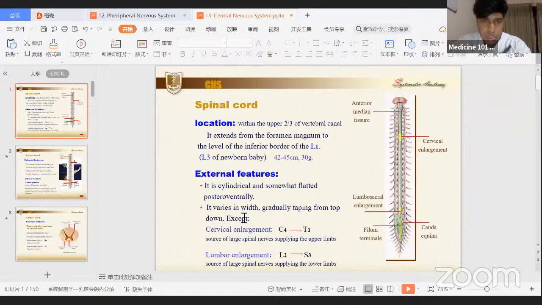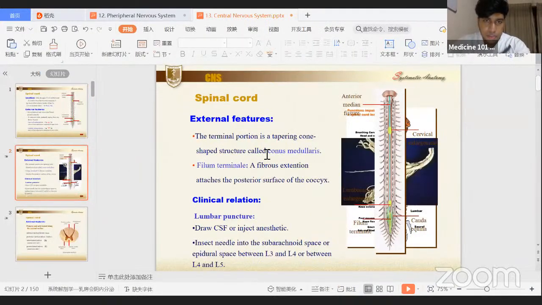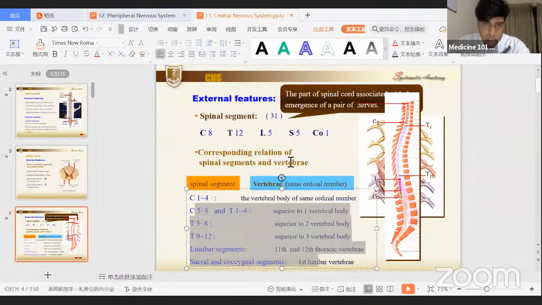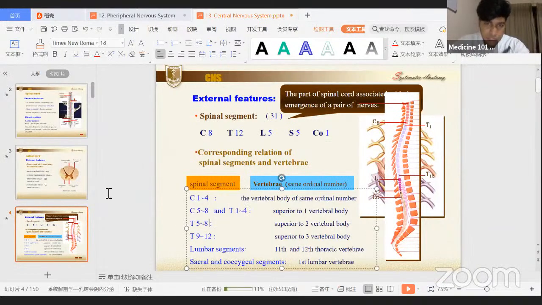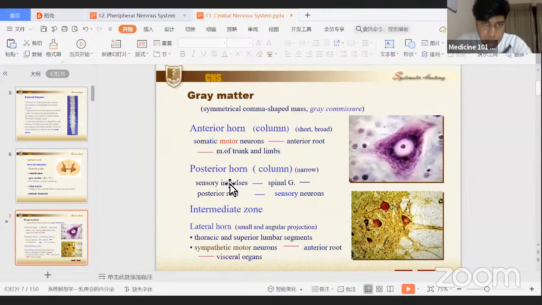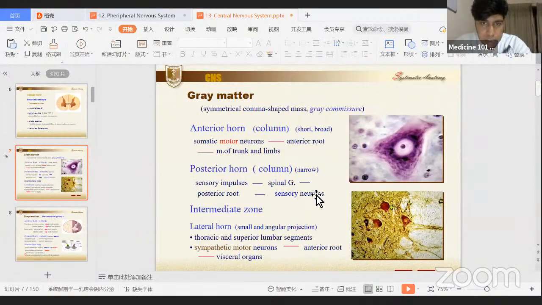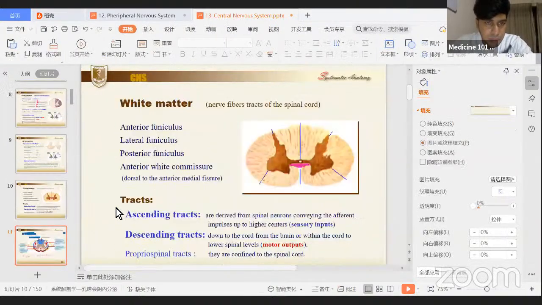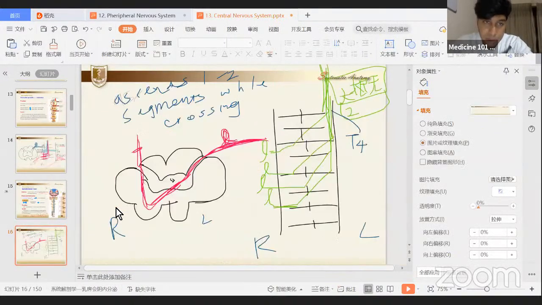So the enlargements, then the filum terminale, a fibrous extension, fissures, sulci. This part was done. Remember, it's an increase of 444 and 333. And then the anterior horn and posterior horn, having the sensory neurons and motor neurons. I didn't talk about the lateral horn, but basically on the side of the gray matter you have the lateral horn that has the sympathetic motor neurons. Then the fasciculi, I talked about this and it's very important.